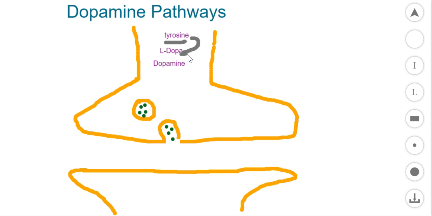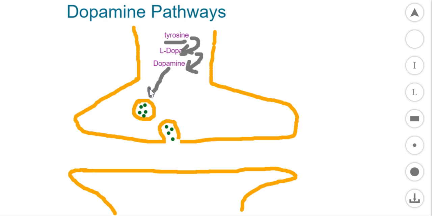With tyrosine hydroxylase, we will then create L-DOPA, sorry about covering that. And then we will also create dopamine with a different enzyme. It's probably less important. Tyrosine hydroxylase is actually a rate-limiting step, so it's a little bit more important to know.